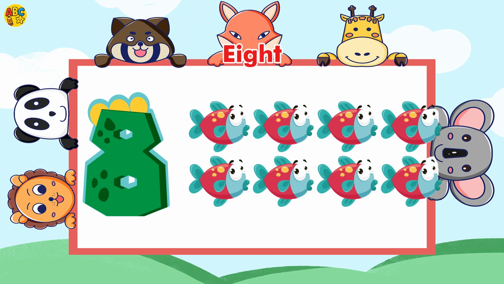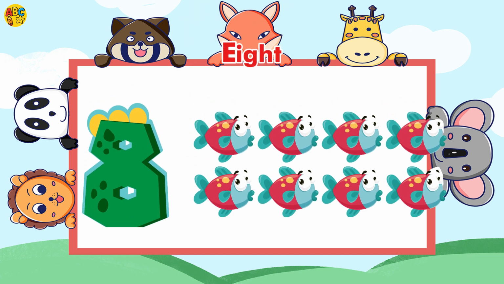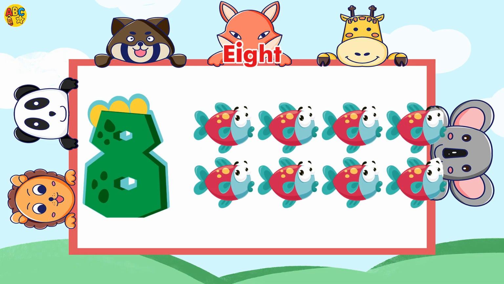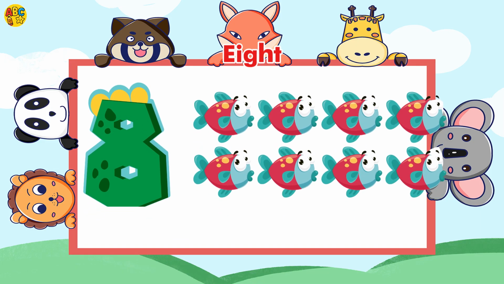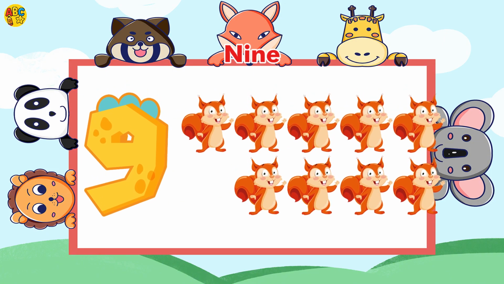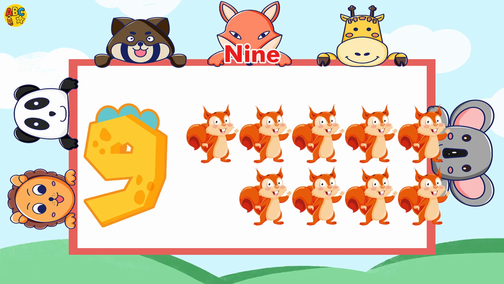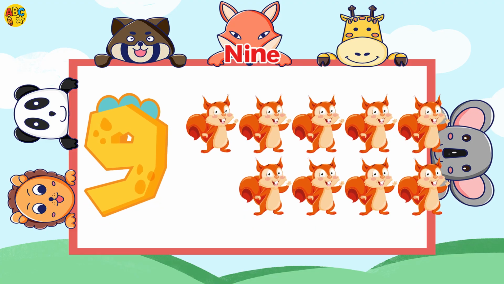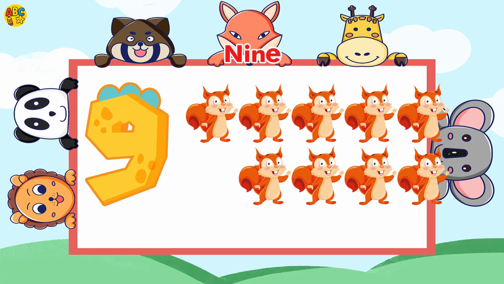Eight little fish, swimming fast with a silver swish. Eight fish, blub, blub, blub. Nine quick squirrels, jumping trees and doing twirls. Nine squirrels, chatter, chatter, chatter.